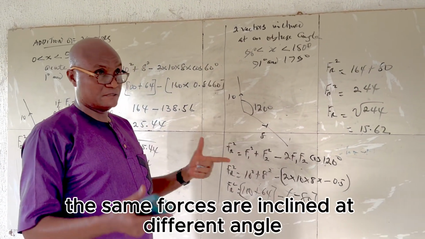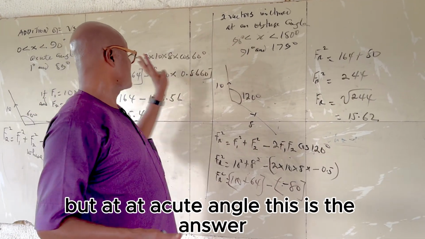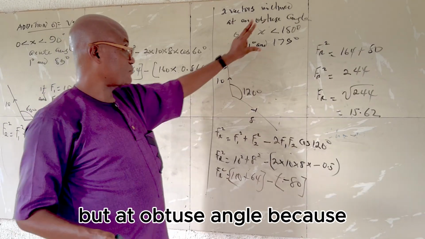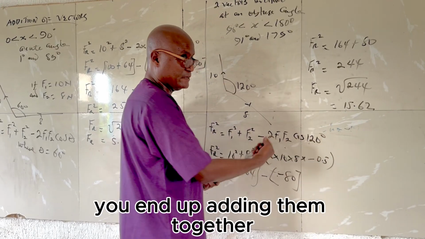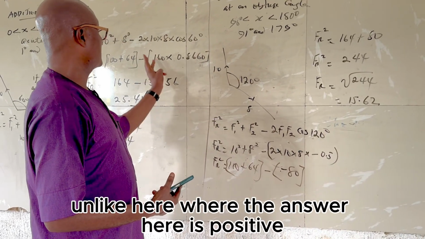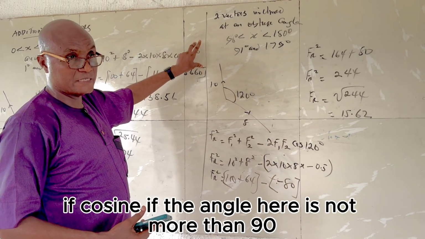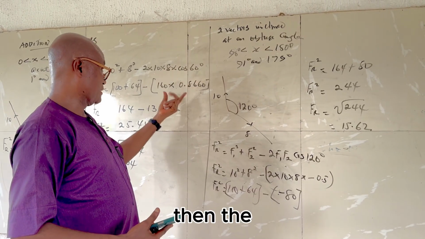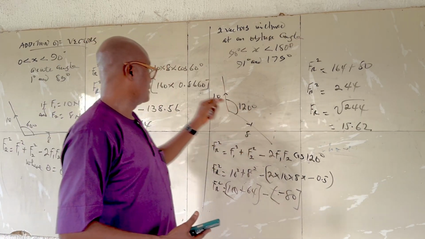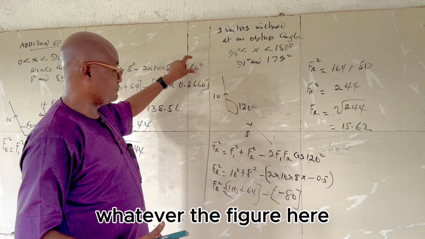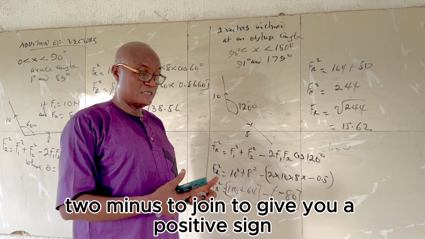So you see, the same forces are inclined at different angles. At the acute angle, we got 5.04, but at the obtuse angle, this is the answer. At the obtuse angle, because the cosine part will be negative, you end up adding them together. Unlike here, where the answer is positive. If the angle is not more than 90, then this part will be positive so that you subtract them. But once it goes beyond 90, the cosine will have a minus sign. So at the end of the day, two minuses will join to give you a positive sign.